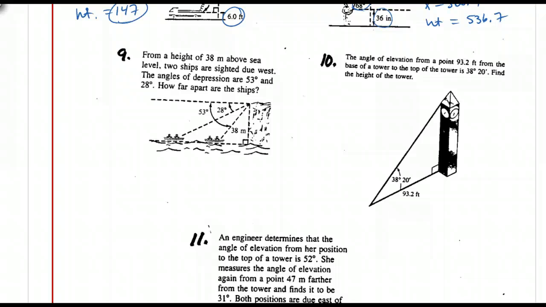Okay, let's go to 10 first. 10 is a little bit less complicated than 9. And number 10, we've got the angle of elevation here, and they want the height of the tower, so we're solving for h.